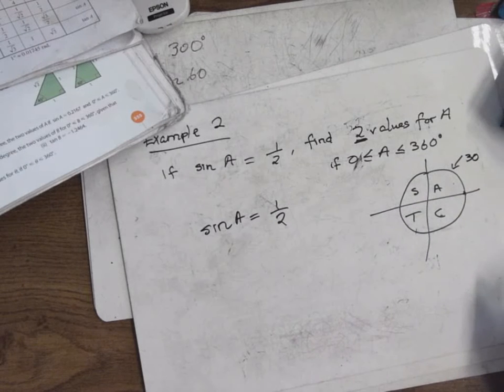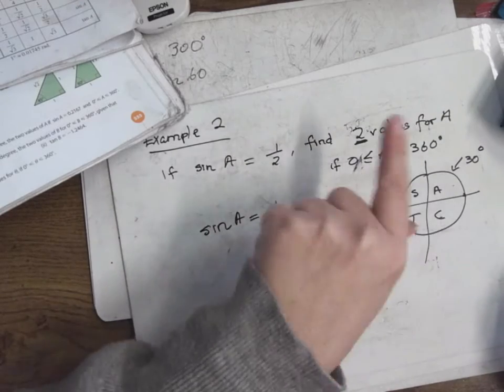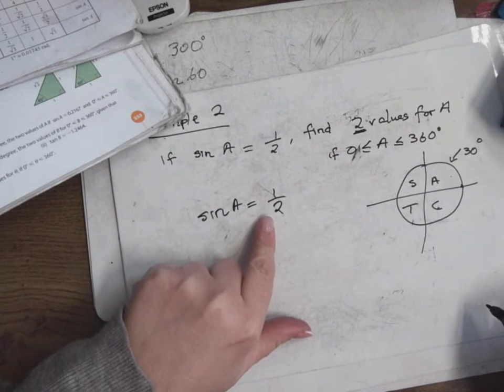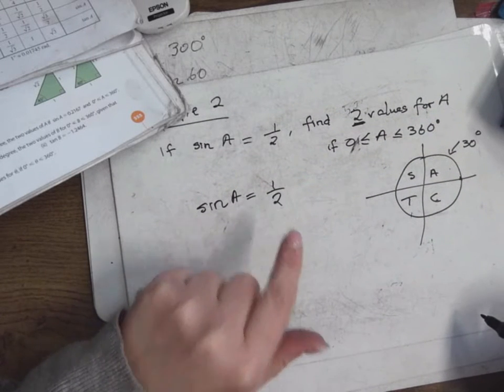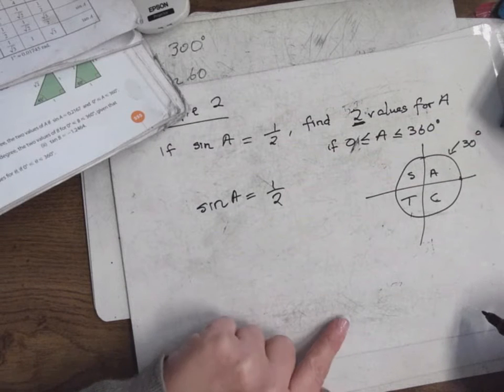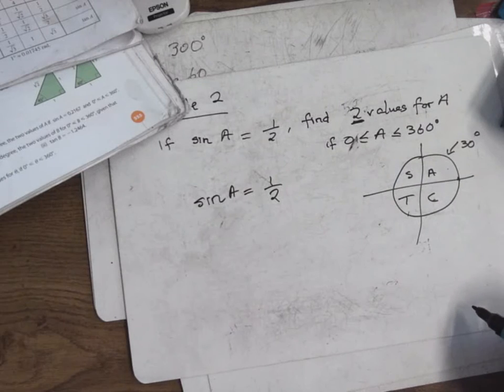Haven't I? So I've only got one answer, right? Okay, so there's another answer somewhere. First off, positive or negative? Is the number positive or negative? Is a half positive or negative? Positive, isn't it? Would you agree? It's positive. There's no minus in front of it, it's a positive number.